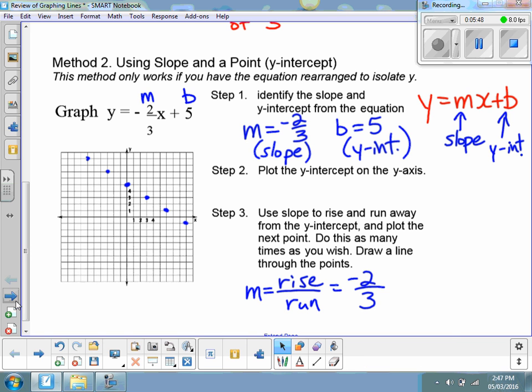Now, it's not crucial that we plot every one of those points. Probably a good idea to plot 3 points there, because then you just need to draw the line through the points. And it's not crucial that we have every point there. 3 points is good. If those 3 points all line up nicely, then you know you're kind of on the right track. Arrowheads on the end, and then we write the equation of our line. So that's how we use the slope and the y-intercept to graph lines.